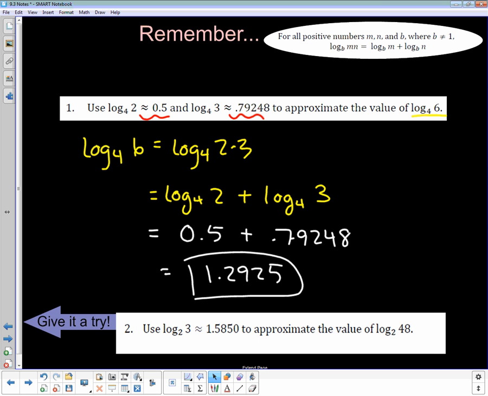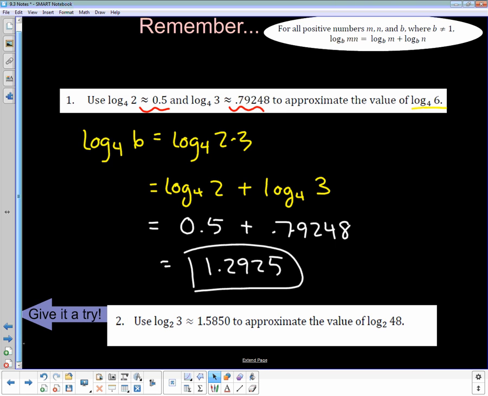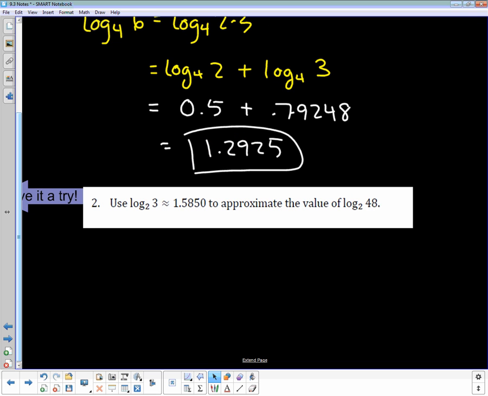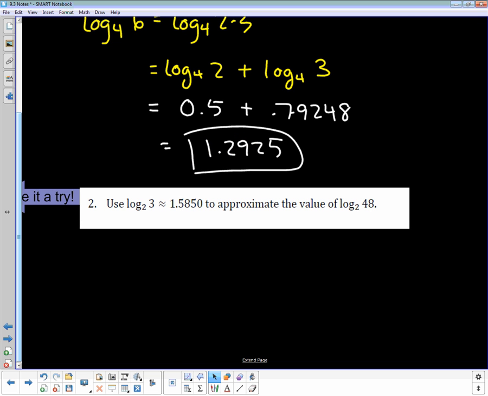Using that same method in number 2, let's say I have log base 2 of 3 is approximately 1.58 or 59. We're going to see if we can approximate the value of log base 2 of 48. All right, so this one looks a little bit different.